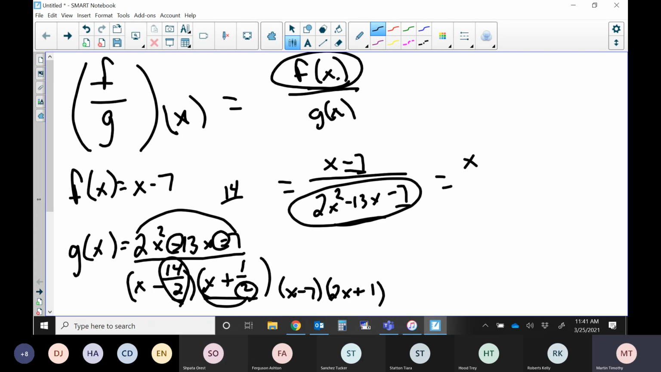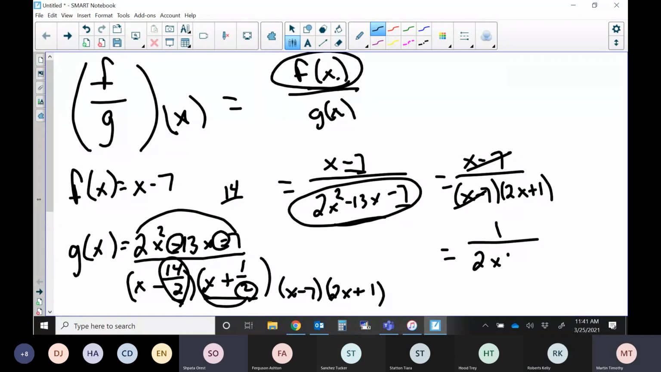So then this turns into x minus 7 over x minus 7 times 2x plus 1, and then ding, ding, ding, this stuff did cancel out. And what's left up top? A 1. Over 2x plus 1. And then what else do I need to think? What do I need to tell them since I cancel that out? X isn't equal to 7. And what would happen if I graph this? What would this be considered since it canceled out?